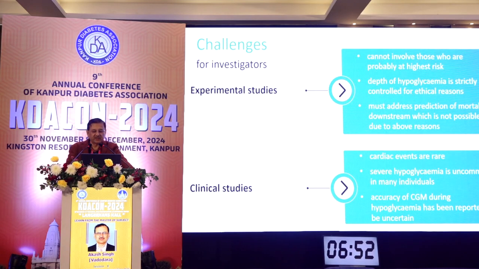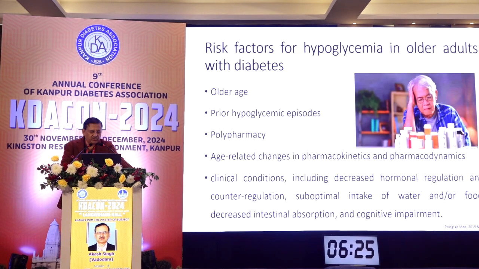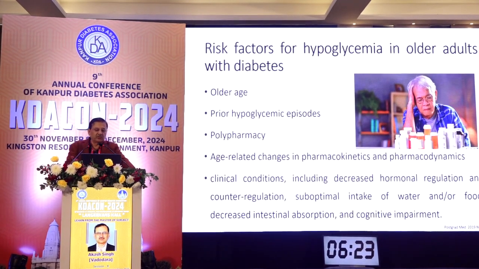The challenge is that we cannot study the effects of hypoglycemia, because it is not possible to induce such low levels of sugar and study their effects on the human body. So experimental studies correlating low sugars with changes cannot be done. Cardiac events are rare. Severe hypoglycemia is an uncommon problem in many individuals. The accuracy of CGM during hypoglycemia has been reported to be uncertain, because at very low sugars you will not have the exact reading. Older individuals are at higher risk of hypoglycemia.